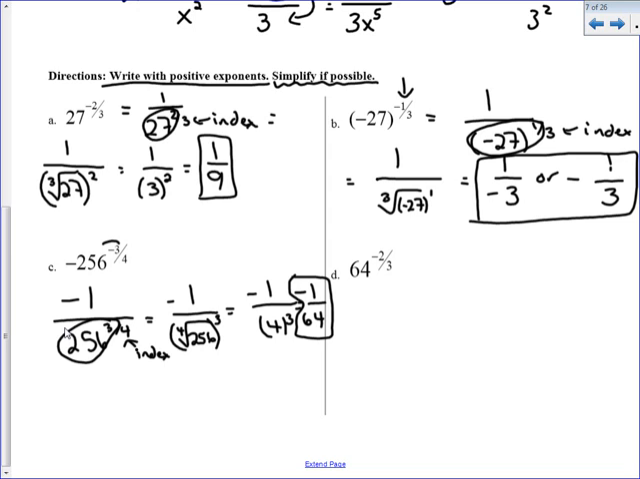And then last, D, 64 to the negative 2/3 power. When you see a negative exponent, that's the only time you do the 1 over. Just because you see a negative in your problem doesn't mean it's 1 over. It's only if the negative is part of the exponent. So I see the negative in my exponent. I know I need to make that positive by doing my 1 over.